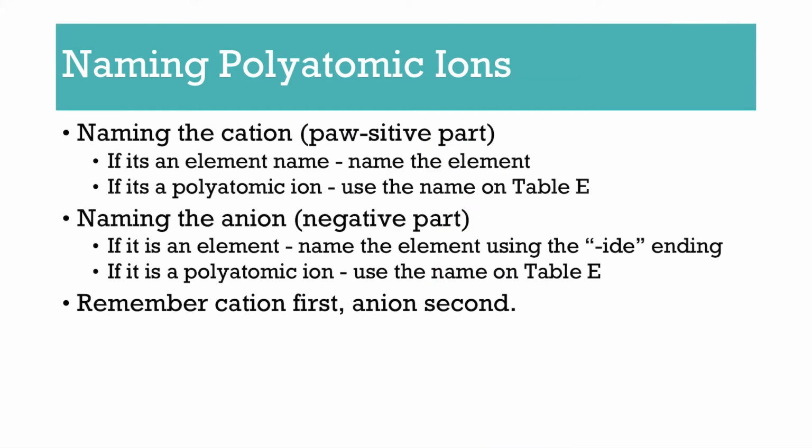Okay, so naming polyatomic ions is pretty simple. Naming the cation or the positive part first. If it's an element, you name the element. If it's a polyatomic ion, you use table E and name the polyatomic ion. For the anion, if it's an element, you use the IDE ending, and we've been using that forever. And if it's a polyatomic ion, you use table E. And again, cation comes first, then anion.